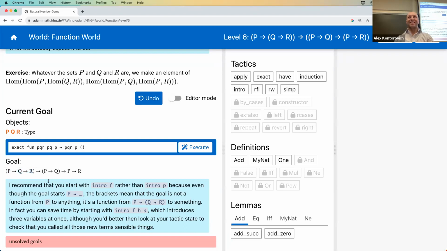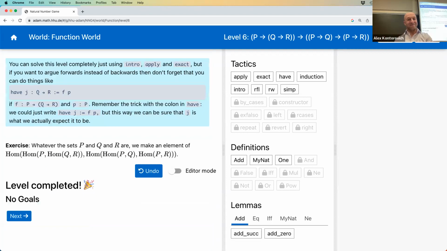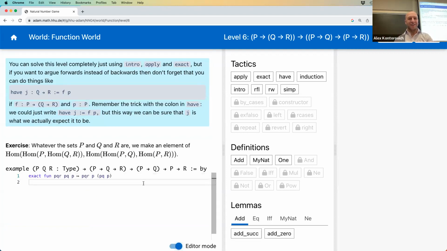It's the parentheses. So this is not P implies Q implies R, it's P implies Q implies R. Yeah. So I have to give it something in P, that's P. I have to give it something in Q. I have to give it a proof of Q, which is if I take P implies Q and feed it P, that'll give me Q. And then that should be an element of R. It took it.